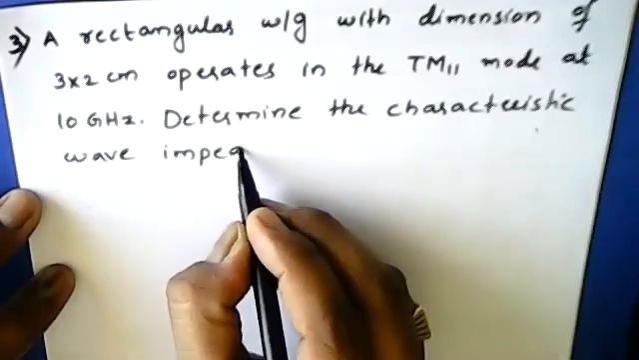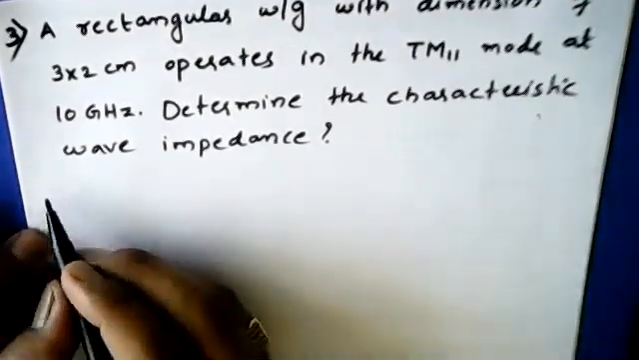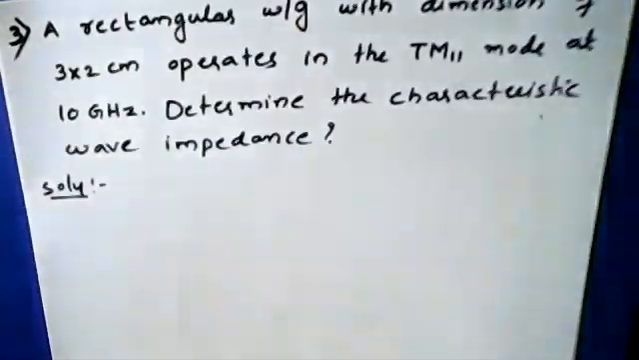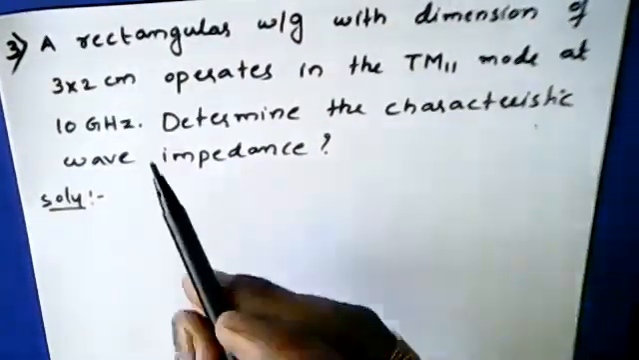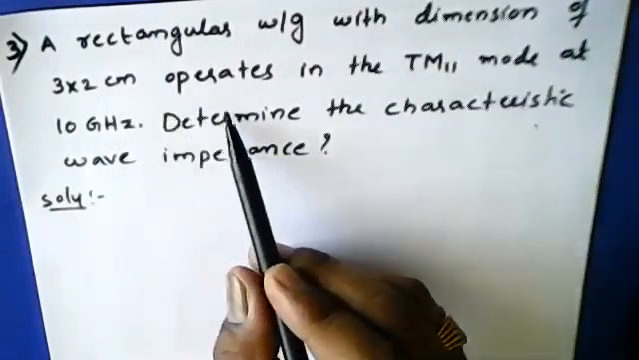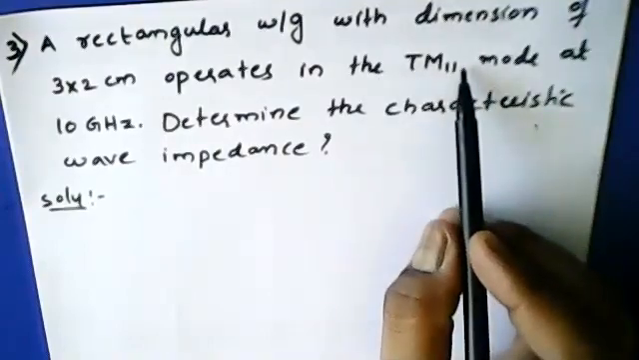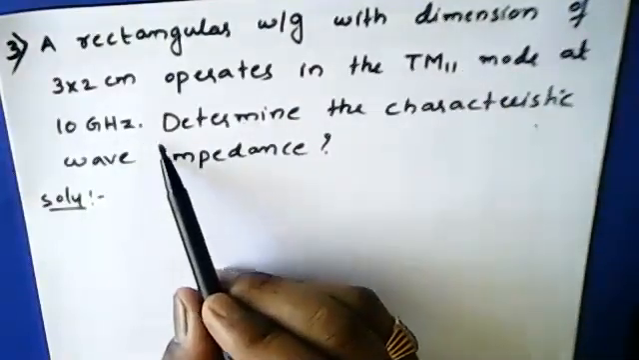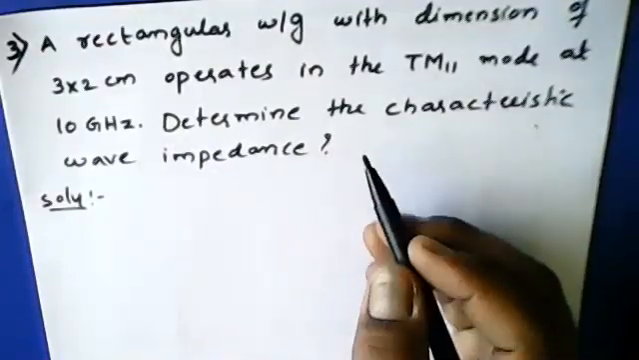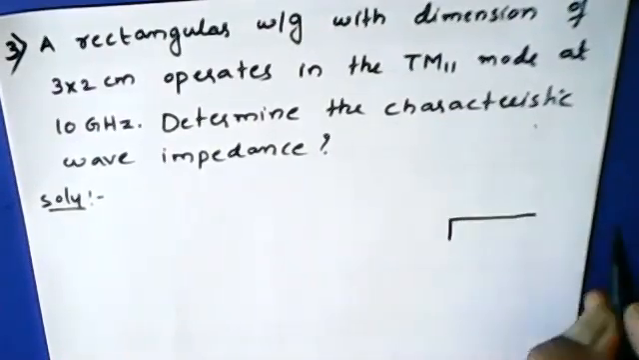So this is what we discussed in the previous class, the wave impedance derivation. They have asked for the wave impedance. It's very simple. You can go through the problem here. A rectangular waveguide with a dimension of 3 by 2 centimeters is given, operating in TM11 mode, which is the dominant mode of TM, at 10 gigahertz. Now determine the characteristic wave impedance of TM. The given data can be written down. So this is the waveguide which is given.